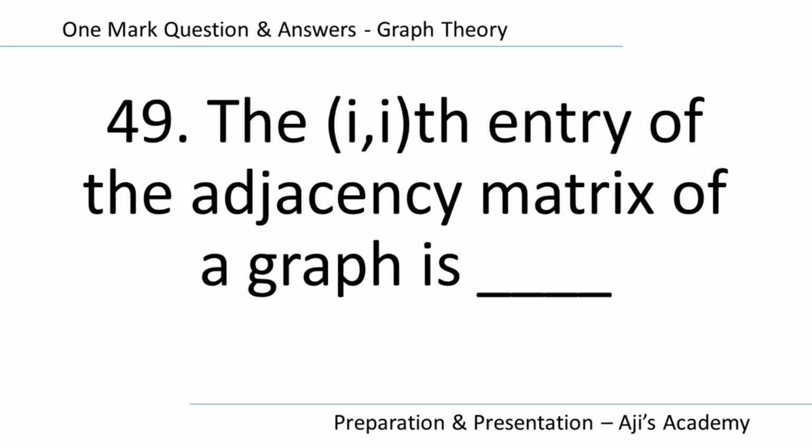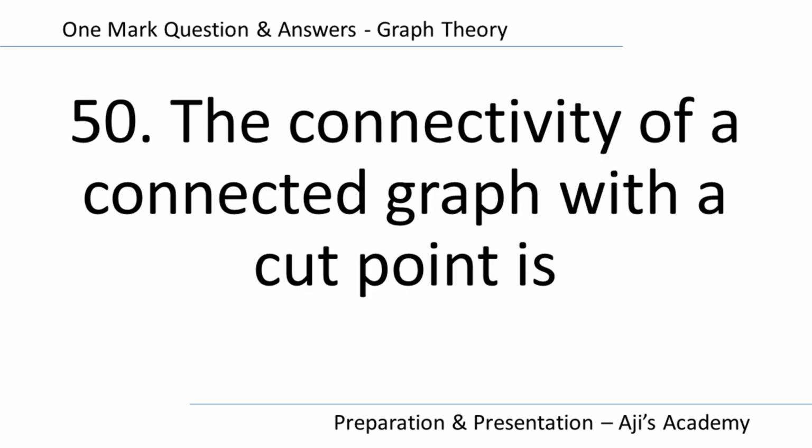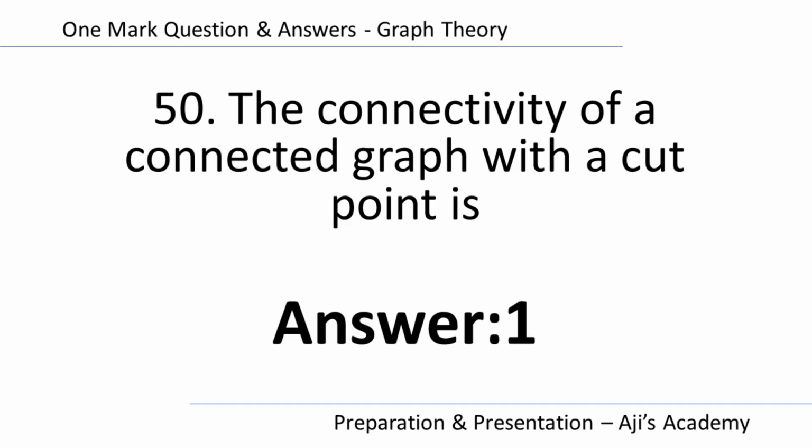Question number 49. The ith entry of the adjacency matrix of a graph. So we know in an adjacency matrix, the i, ith entry means diagonal entries. So we know in an adjacency matrix, the diagonal entry is 0. Answer is 0. Question number 50. The connectivity of a connected graph with a cut point is. The answer is 1.